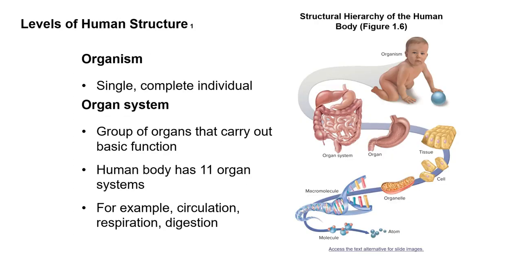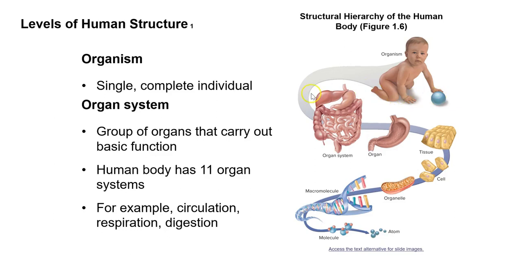Let's start with the levels of human structure. All humans exist as an organism. The organism is the highest level of structural hierarchy that we can look at. So if we go over here to this picture, you can see that as a human, we represent an organism. An organism is an incredibly complex collection of organ systems, organs, tissues, cells, organelles, molecules, and atoms.